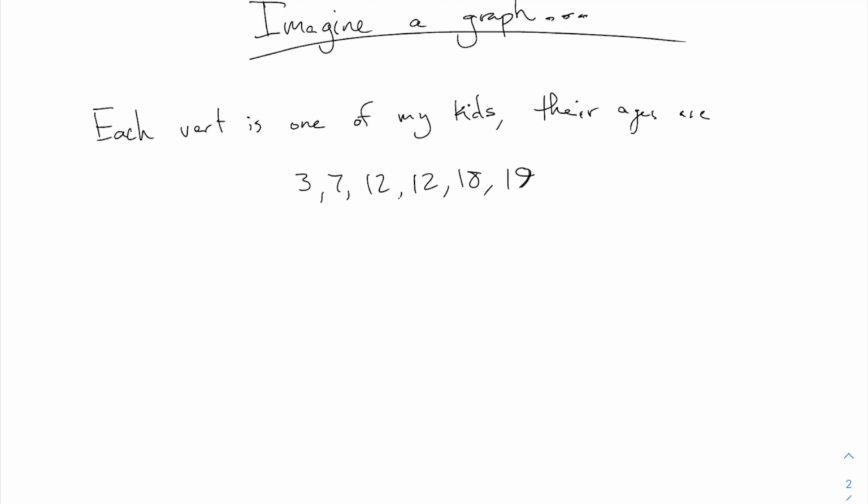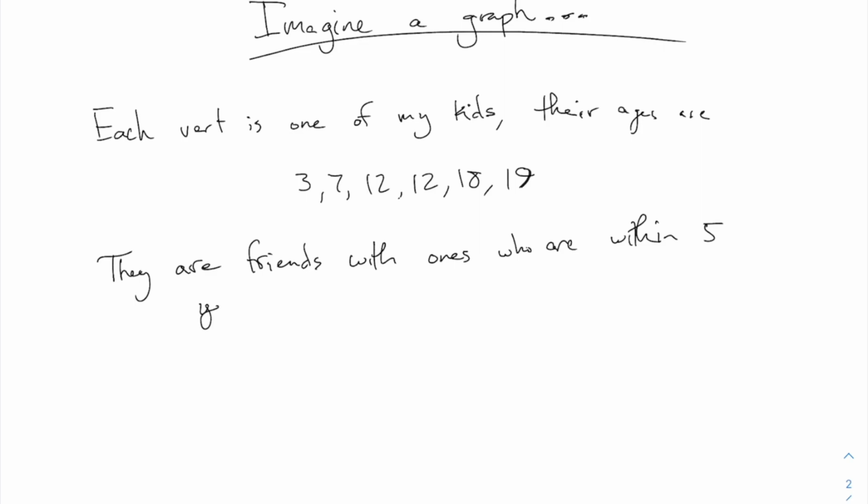And let's make a graph where, you know how kids are. Some of them are friendly with one another, and some of them are hostile towards one another. Let's say that they are friends with ones who are within 5 years of age difference. All right. The 19-year-old is not really friends with the 3-year-old because they're culturally too distant.